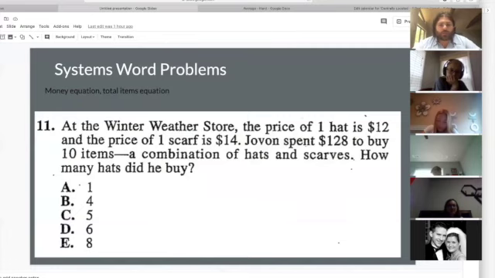At the winter weather store, the price of one hat is $12 and the price of one scarf is $14. Jovan spent $128 to buy 10 items, a combination of hats and scarves. How many hats did he buy?